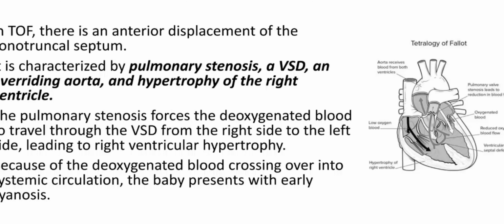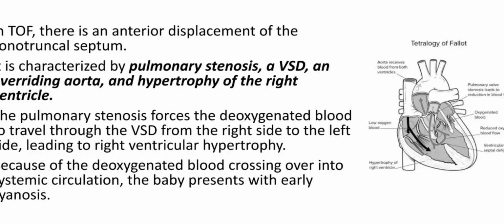In tetralogy of Fallot, there is an anterior displacement of the conotruncal septum. This condition is characterized by 4 defects, that's why it's called tetralogy. So there will be pulmonary stenosis, a ventricular septal defect, an overriding aorta, and hypertrophy of the right ventricle, as you can see on the diagram on the side.